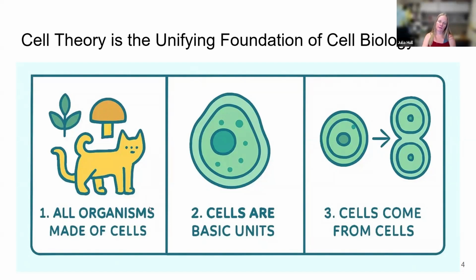And then the third thing is that all cells come from pre-existing cells. And back in chapter 1, we talked about how the experiments of Franciscus Redi and Louis Pasteur debunked the idea of spontaneous generation, where cells just arise out of nothing.